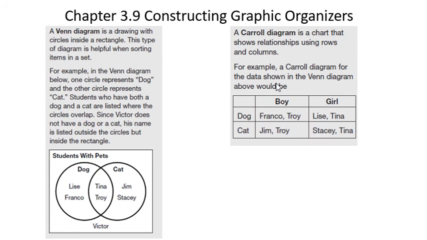So from here, we can see Franco and Troy are boys who own dogs. Lise and Tina are girls who own dogs. Jim and Troy are boys who own cats. And Stacy and Tina are girls who own cats. The data is the same. The difference is how we're choosing to show it.